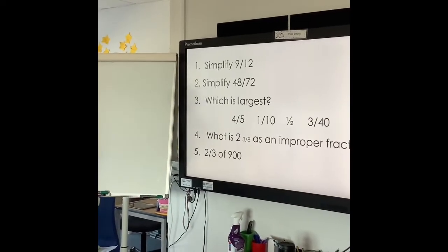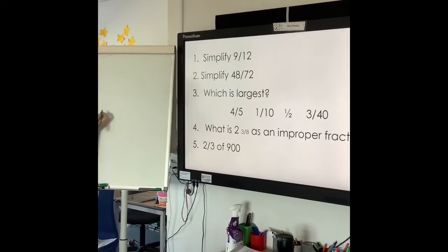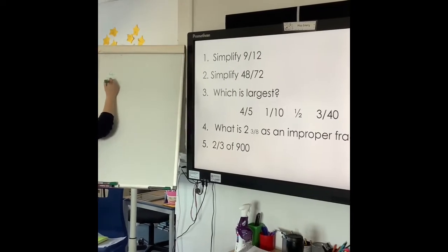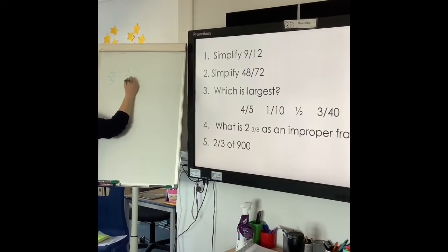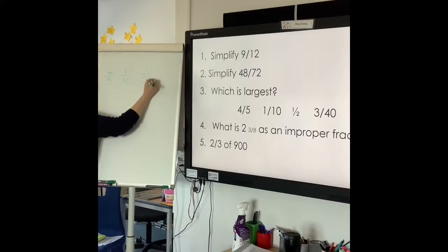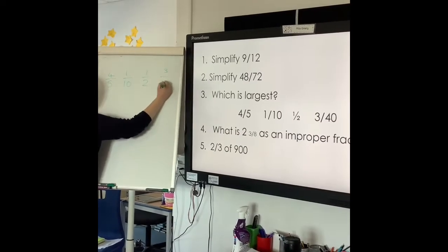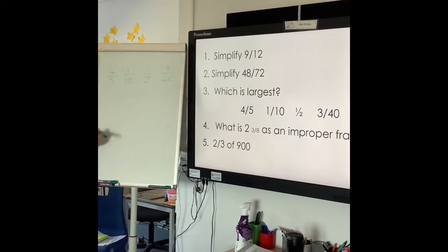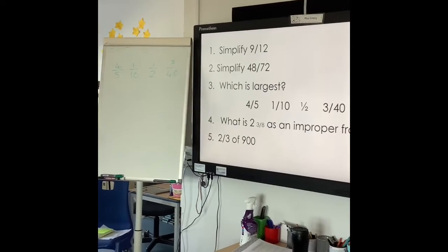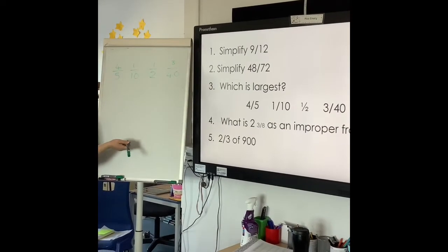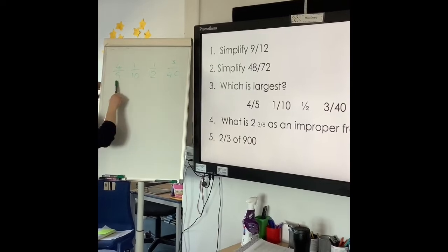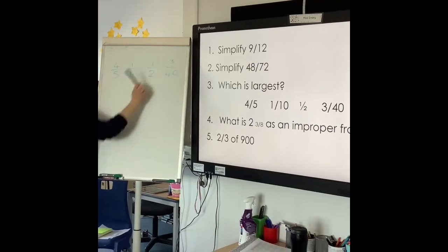Next one, number 3, which is largest? Now you'll notice at the moment you can't compare these because they don't have the same denominator. So you need to find a common denominator. The easiest is probably going to have to be 40, because whilst I'd like it to be 20, I can't halve 3.